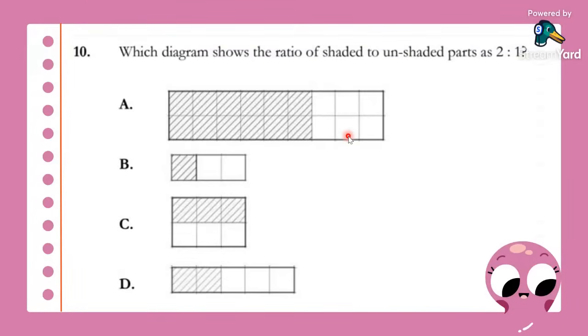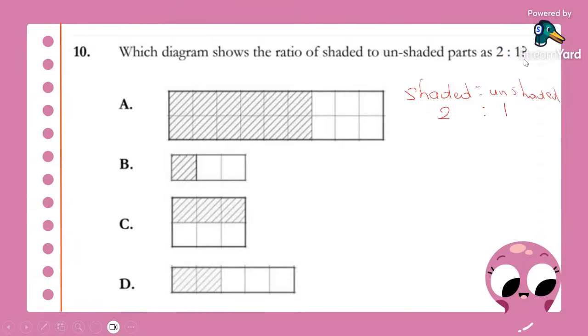Remember, we're working on 15 questions this lesson. So we'll soon be at the end. Which diagram shows the ratio of shaded to unshaded parts as 2 to 1? Please note, it says shaded to unshaded parts as 2 to 1. Therefore, shaded to unshaded would be 2 to 1. When two parts are shaded, one part is unshaded.